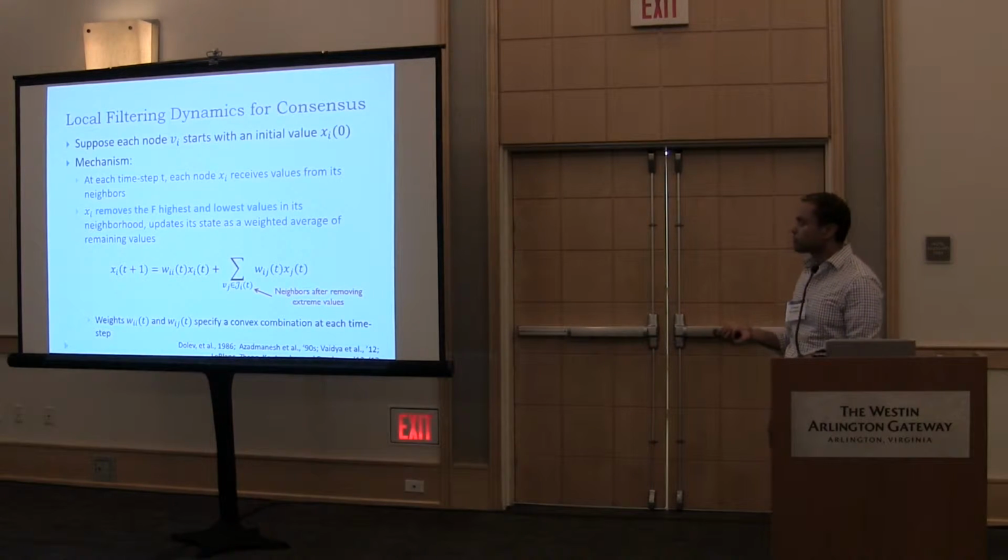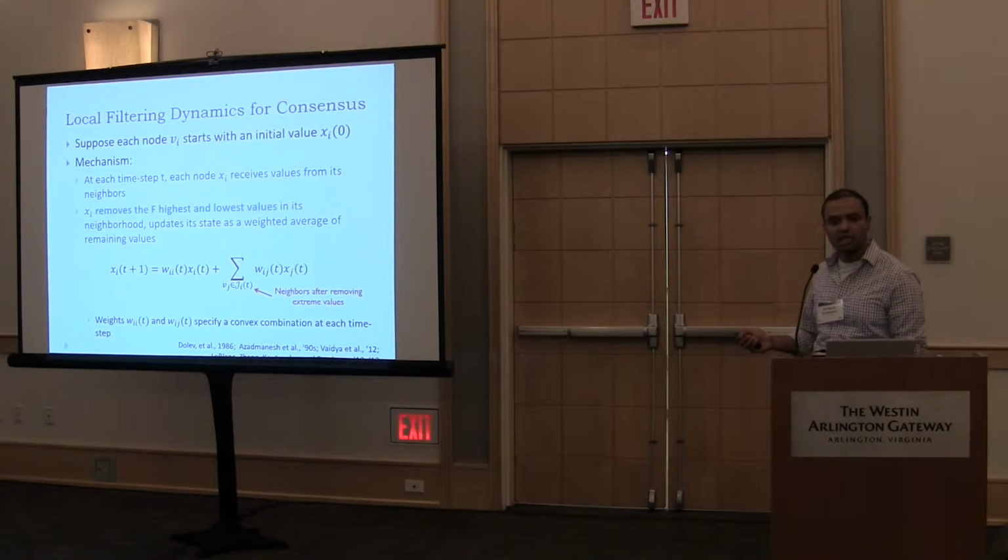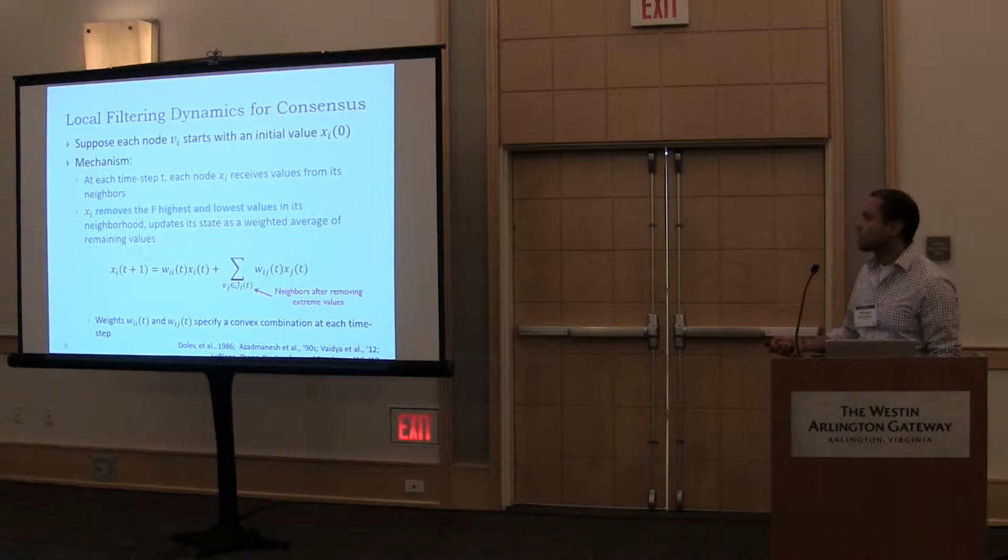So let me just refresh the memory about what these local filtering dynamics are. Suppose that each node, in the context of consensus, starts with some initial value x_i(0). So each node has a static value. And let's suppose that we consider the following mechanism. At each time step t, each node gathers all its neighbors' values, removes the highest f, lowest f, and averages the rest. Right, so that's the dynamics that we saw a couple times today.